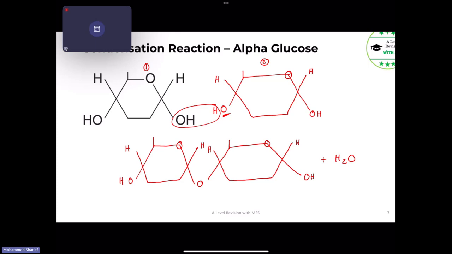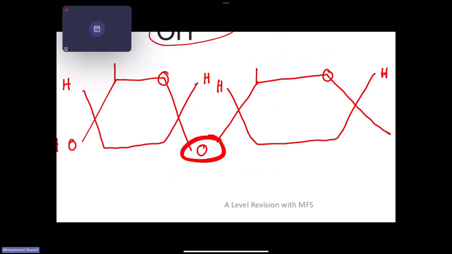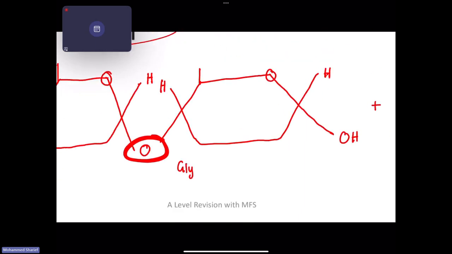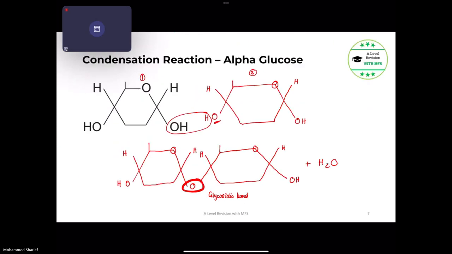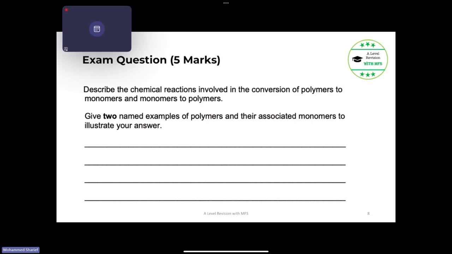Okay, so we've got two alpha glucose. They form this bond. Now, this bond is called a glycosidic bond. Okay, and a molecule of water has been released in the process. Okay, so now before we move on to exam questions, this is everything that you need to know about the first area from the spec. Okay, and it's condensation and hydrolysis reactions.